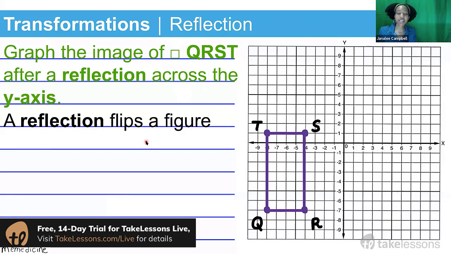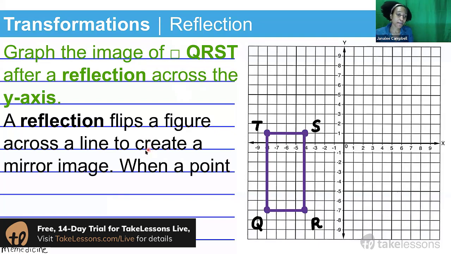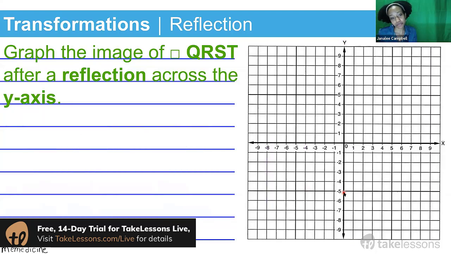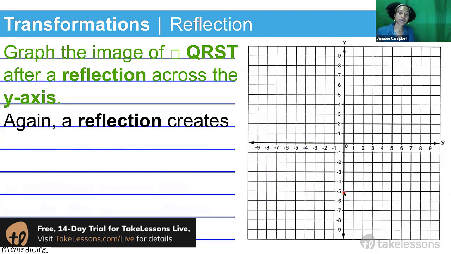And a reflection basically flips a figure across a line to create a mirror image. When a point is reflected across the y-axis, all you're going to do basically is change the sign of its x coordinate. So we're flipping about this line here, the y-axis line of the two-dimensional coordinate plane. Okay, so again, just for reiteration, a reflection creates a mirror image.